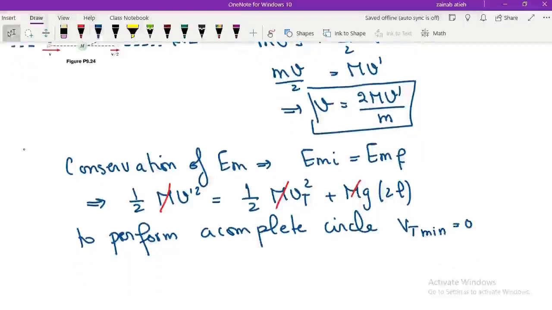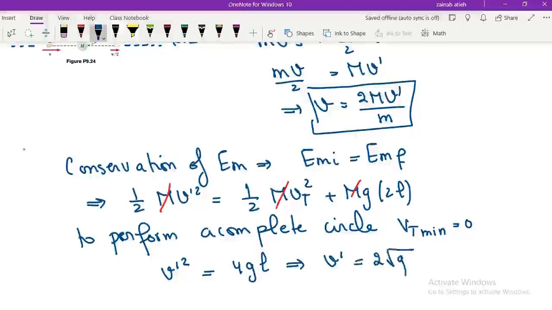If I remember, I'm searching for the minimum value of V, so I will use the minimum value of V_T. I will substitute 0 for V_T in the equation. V prime squared equals 4GL, which implies V prime is equal to 2 radical GL.